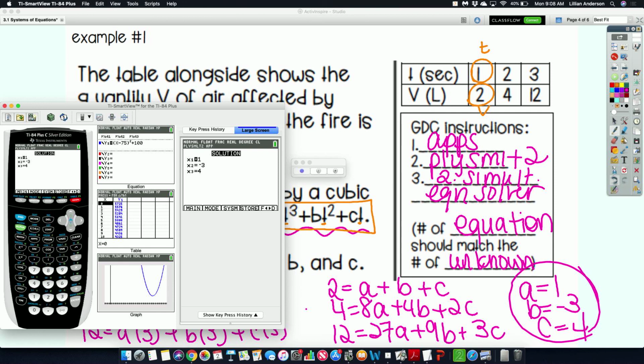Anytime you want to get out of this program, because it is a program in your calculator, you press second mode. Okay? Second mode, because it's quit. It gets you out of the program, because if you're trying to go back to your home screen. All right. So that's what I needed to do.